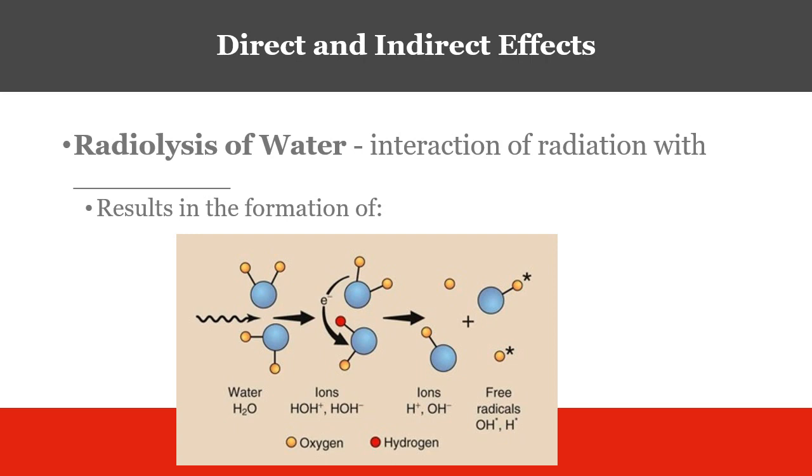It's an interaction of radiation with water and results in the formation of free radicals and ions. Taking a look at this picture, we're looking at X-rays striking water. It breaks apart into ions, which are positively charged or negatively charged, and then they eventually break down into ions and free radicals. So the formation is of ions and free radicals.